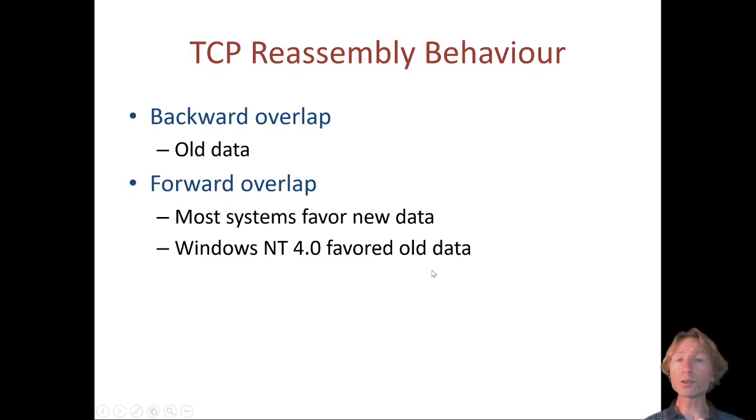For instance, when it comes to reassembly behavior, we could have backward overlap and forward overlap. With backward overlap, you favor old data, and with forward overlap, you favor new data. That's the common case, but the Windows NT 4.0 implementation favored old data. Maybe there are other implementations also that I don't know. But anyway, there's another possibility to desynchronize the view of the data that's been received in the IDS from the host.